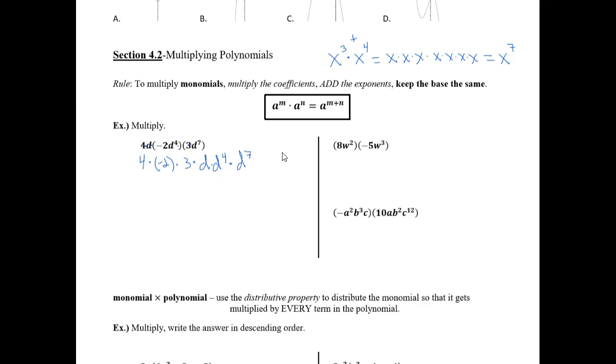Because multiplication is commutative, we could rearrange that. And then I'm going to choose to multiply what I can multiply. So I can multiply 4 times negative 2 times 3. This is going to be negative 8 times 3, or negative 24. And then just like we did up here with the x's, d times d to the fourth times d to the 7th, this is 1d here, plus 4 plus 7. So I have 12 d's, or d to the 12th power. And that's as far as I can go with that. Try the 2 on the right.